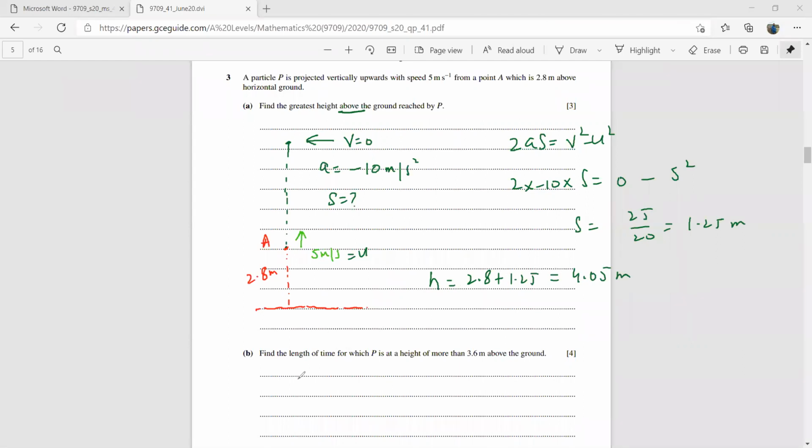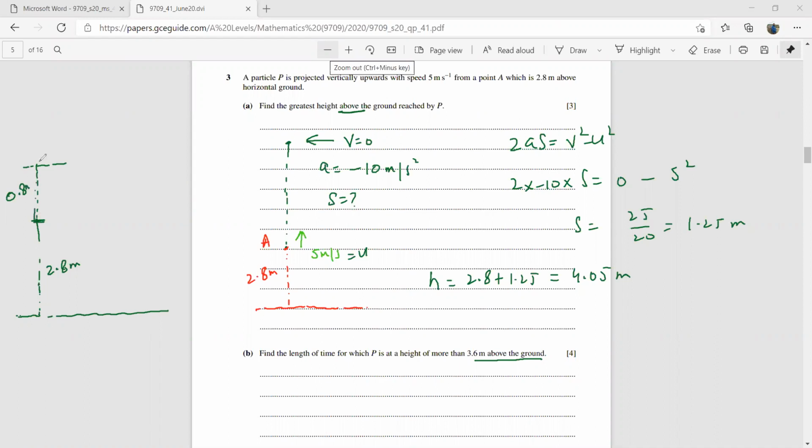Next, it says find the length of the time for which P is at a height of more than 3.6 meter above the ground. Okay, 3.6 meters above the ground. So when it is above the ground here, you guys see that if for example this is your ground level over here, okay, and it has to be 3.6 meters above the ground. Okay, so you were already 2.8 meters above the ground here, Hannah. So that means you have to go 0.8 meters further up here, Hannah. This is your 0.8 meters.